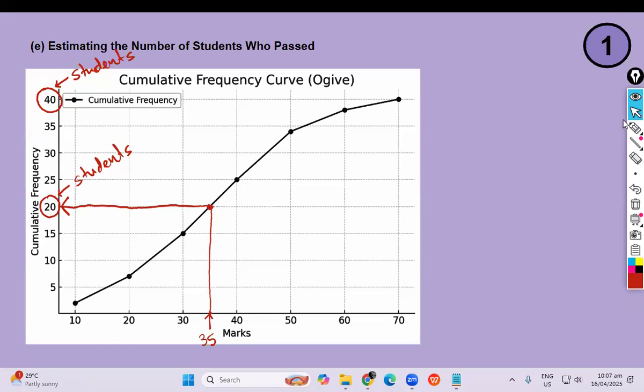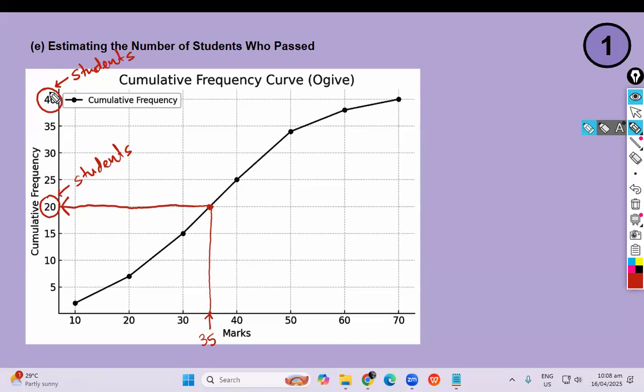Some people might have 18 or 19, but anything close to 20, you record whatever you get. Now, here's the thing. To pass the exam, you need to get more than 35 marks.